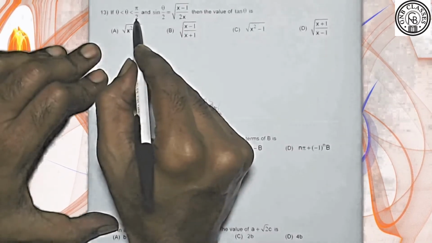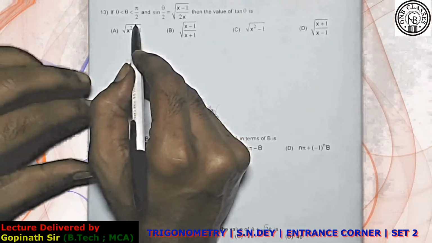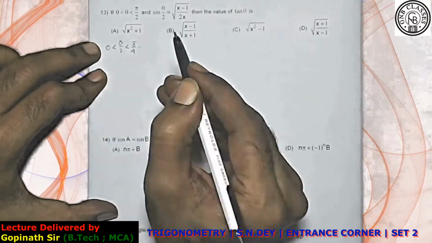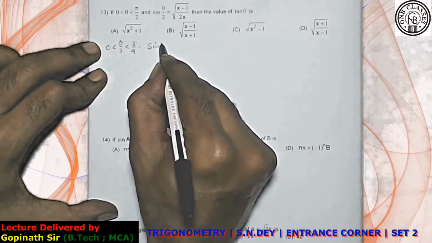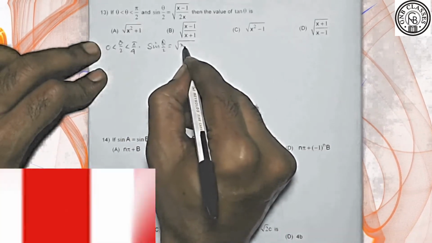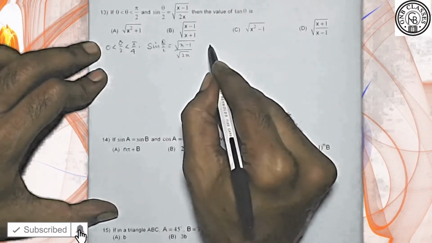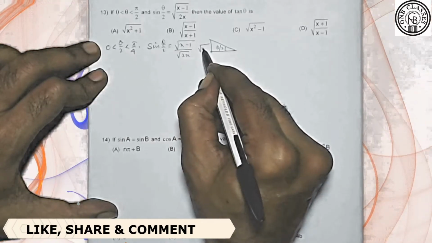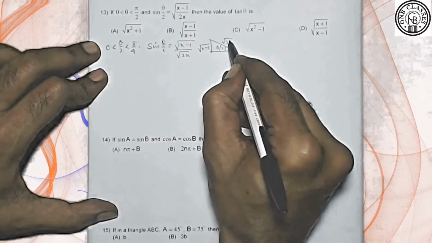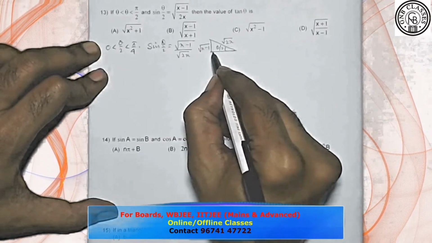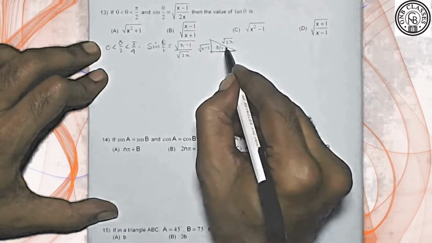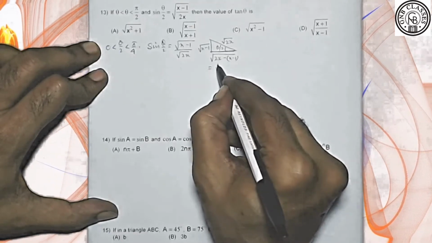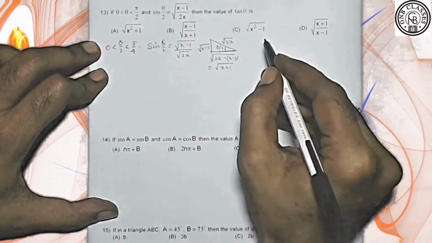Here theta is greater than 0, less than pi by 2, means theta is in the first quadrant. Therefore, theta by 2 will also lie in the first quadrant, right? We have sine theta by 2 given to us, under root x minus 1 by root of 2x. So let me draw a triangle, and if this angle is theta by 2, then this is root over x minus 1 and the hypotenuse is root over 2x. Therefore, by using the Pythagoras theorem to find out the base, which is under root 2x minus x minus 1, that gives us under root x plus 1.